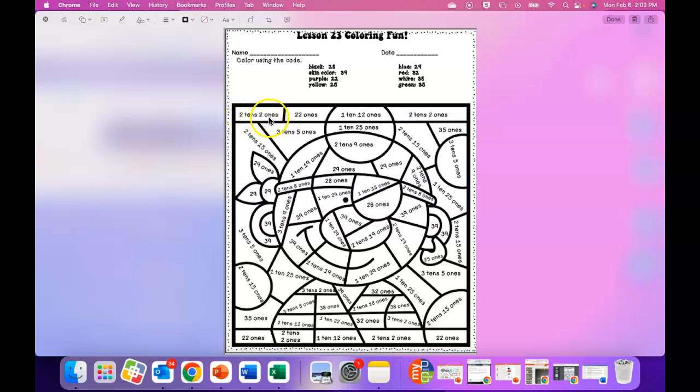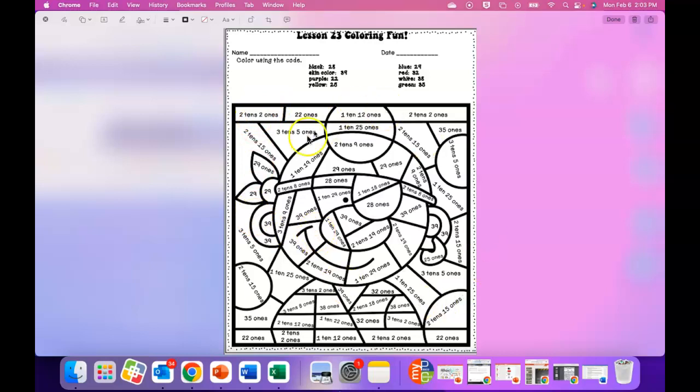So two tens and two ones. What number does that equal? Then you're going to look up here to see what color to color that shape. So friends, we know that two tens and two ones equals the number 22. So I'm going to look up here and look to see for the number 22. Oh, there it is. So I'm going to color that space purple.